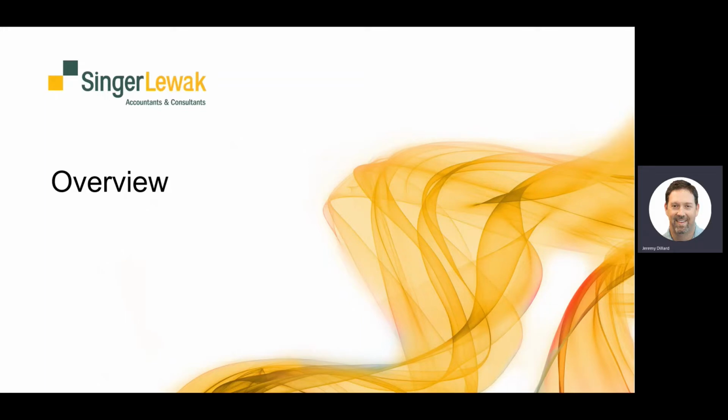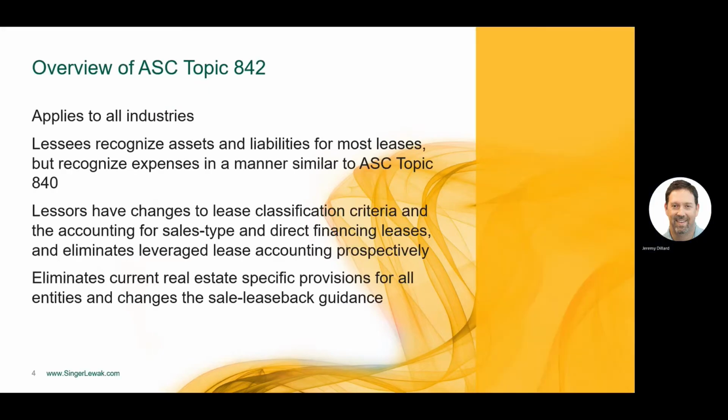First, we should level set on some of the basic concepts about ASC 842 and lease accounting. First, ASC 842 applies to all industries, and this is because there's not really any industry that cannot have leases. Under ASC 842, leases will see a significant change for those leases that were previously classified as operating leases, because now they will be capitalizing the future lease payments on the balance sheet.